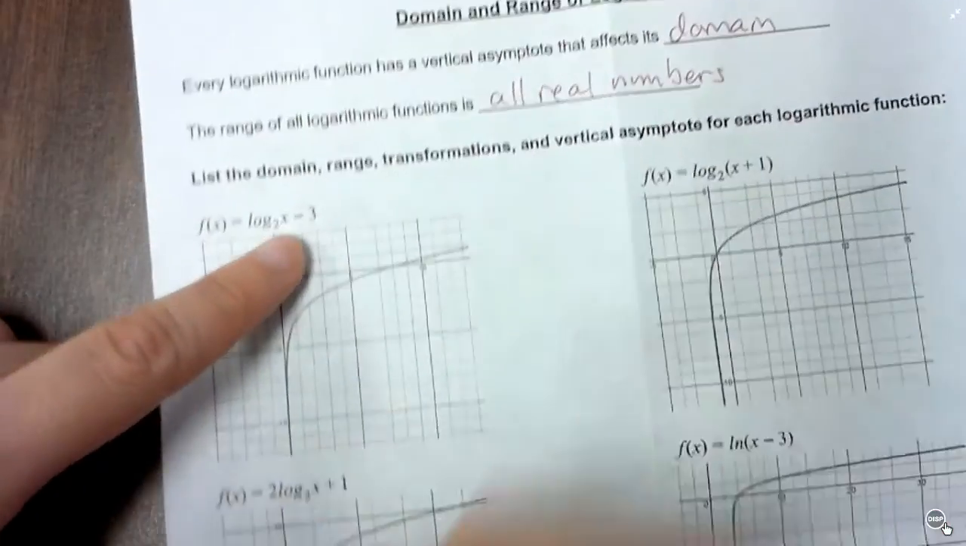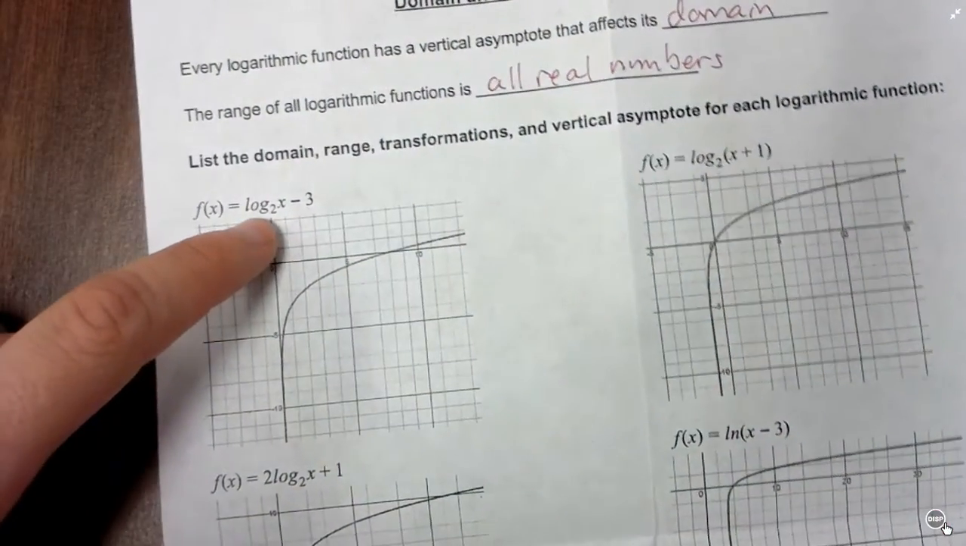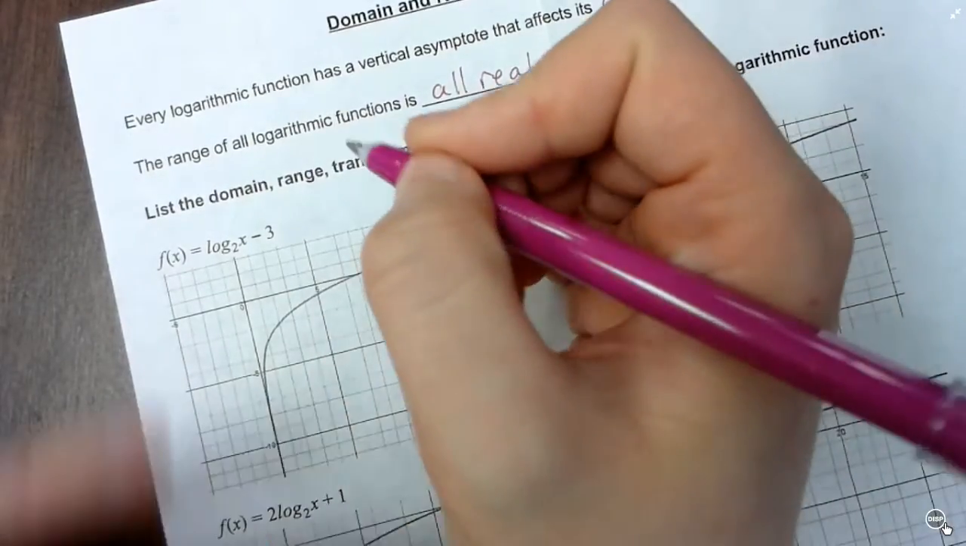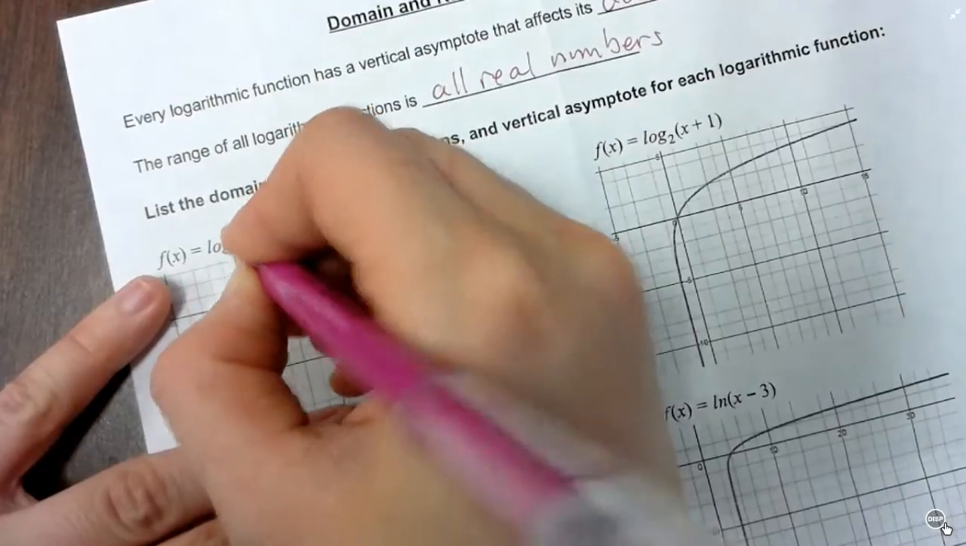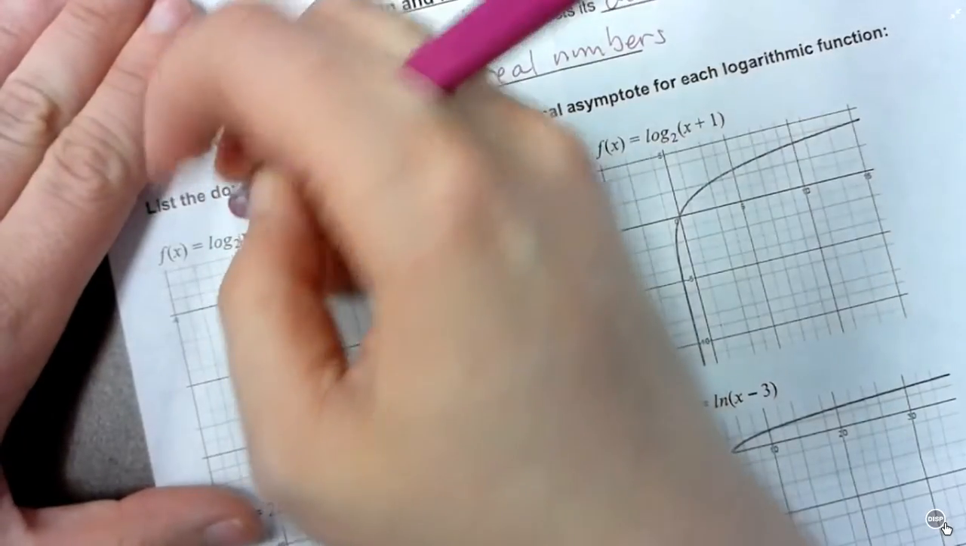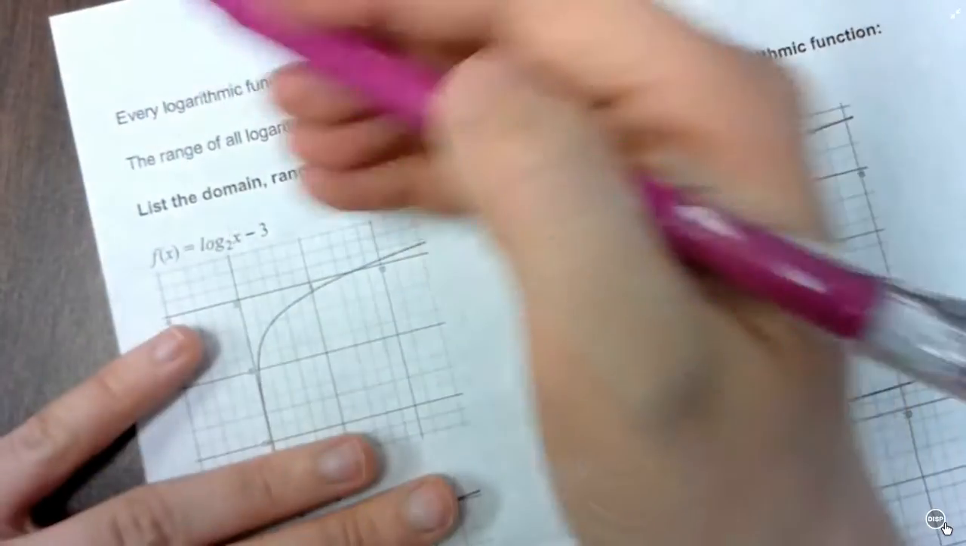So first I'm going to look at this first example. I have log base 2 of x minus 3. Now I didn't put parentheses on this one, but they would be right here. So that minus 3 is outside the parentheses. So just be careful of that. I'm going to just erase that to keep things cleaner here.